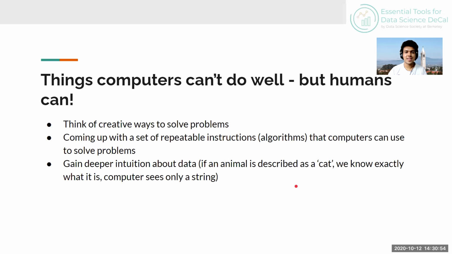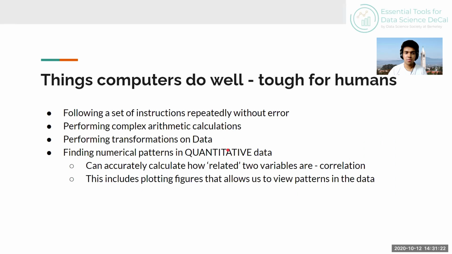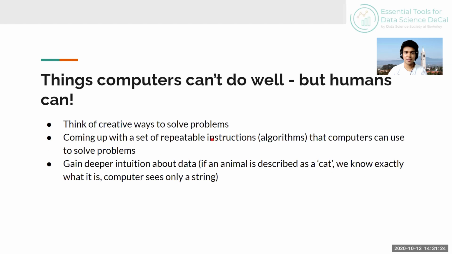But computers can't do everything, and they certainly can't do a few things that humans find fairly intuitive. Computers can't think of different ways to solve problems. They are constrained by their code. They cannot do anything that's outside their code. But humans can think of various different ways to solve problems. And humans are also responsible for coming up with a set of repeatable instructions, also called algorithms, that computers can use to solve problems. So computers can only follow these instructions, but they cannot come up with them themselves. Well, at least not yet.